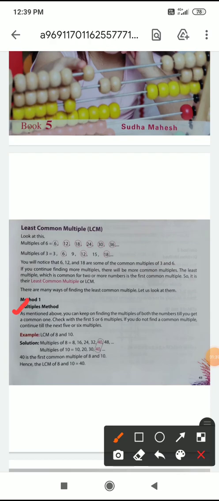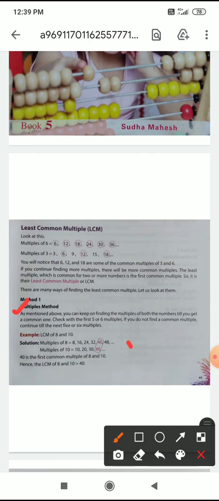In this method, children, first we find all the multiples of the given numbers. At least we find 5 or 6 multiples. If we do not find the least common multiple, then we continue with the next 5 or 6 multiples.